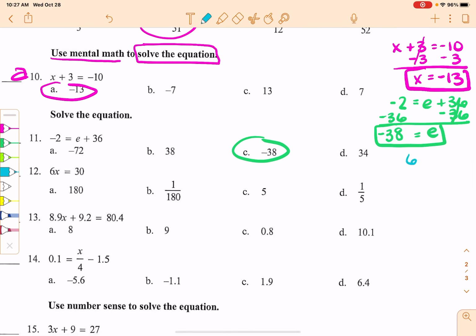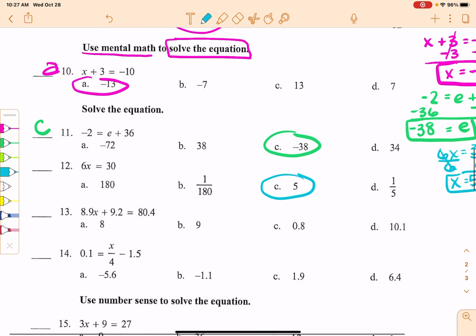Okay, for number 12, I have 6x equals 30. If I want to get x alone, I've got to get rid of this. That means 6 times x. The opposite of multiplying by 6 is dividing by 6. So that cancels, you're left with x. 30 divided by 6 is going to be 5. So your answer is C.